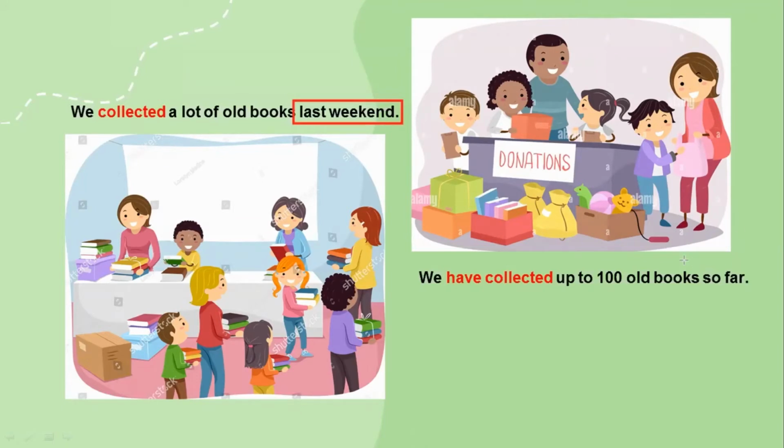But in this sentence, we have collected up to 100 old books so far. This is not an exact time. This is not a time reference. We don't know when it happened. We don't know when it finished. So we will use past simple for the first sentence and present perfect for the second one. Is it clear enough?